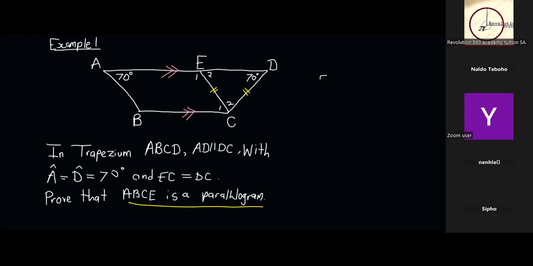Sir, yes, Milentle? I have a question. Where you wrote in trapezium ABCD, comma AD is parallel to DC. Is it AD or AB? It's AD, it's parallel to BC. AD is parallel to BC. Okay. Thanks.